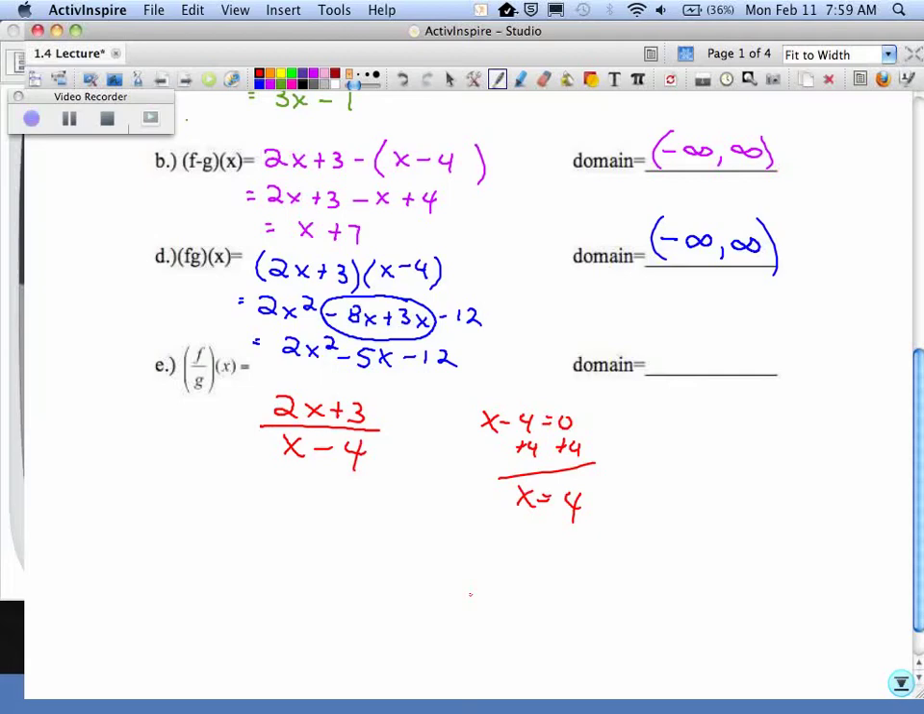So here you might say all reals such that x is not equal to 4. Other people might go negative infinity up to 4, skip over 4 to infinity, whatever you prefer. Somehow you have to say everything works but 4.